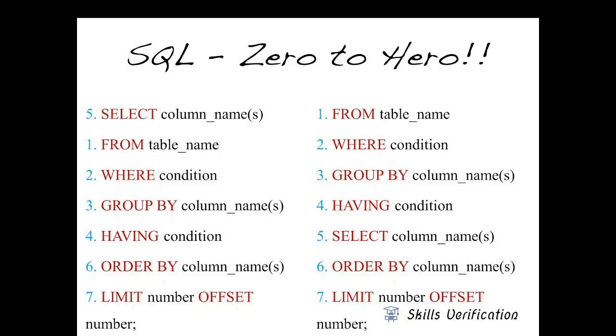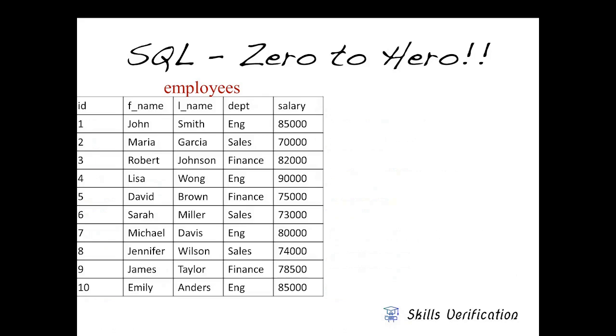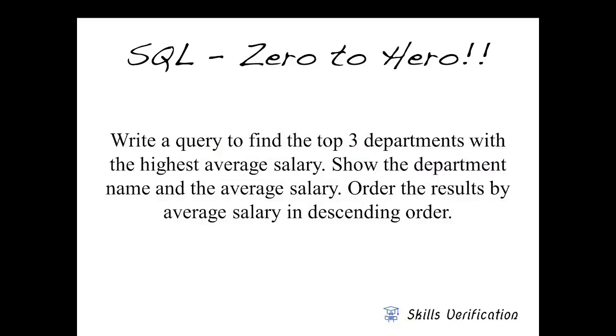With this clearer understanding, let us try and solve a problem. Take a look at our updated employees table. It has employee ID, first name, last name, department, and salary as headers. Now here is a question asking us to write a specific query. Write a query to find the top 3 departments with the highest average salary. Show the department name and the average salary. Order the results by average salary in descending order.